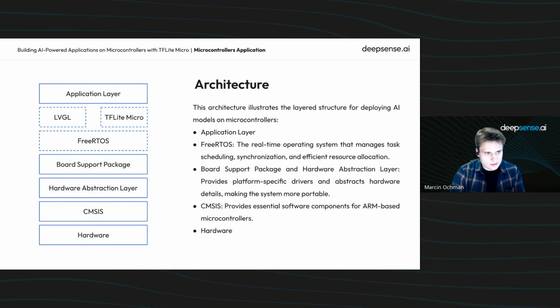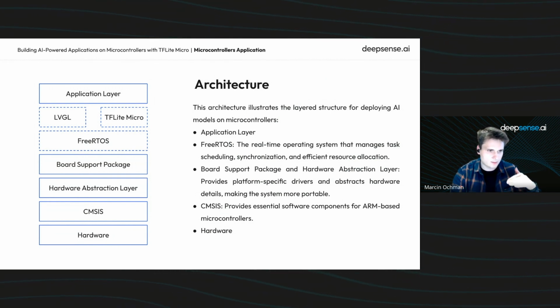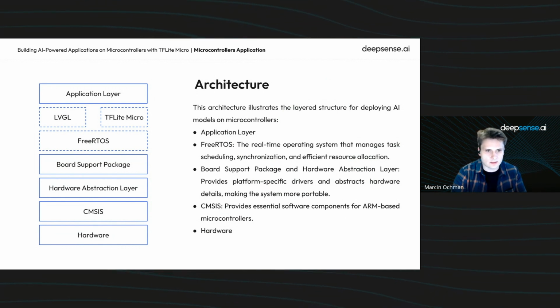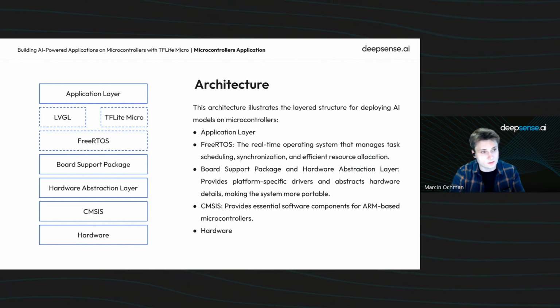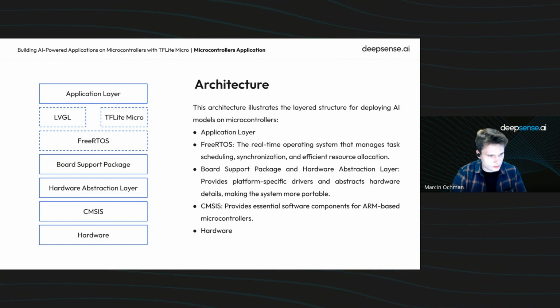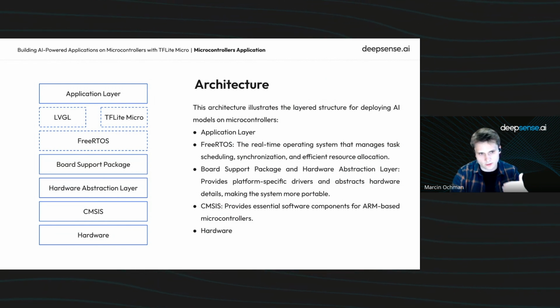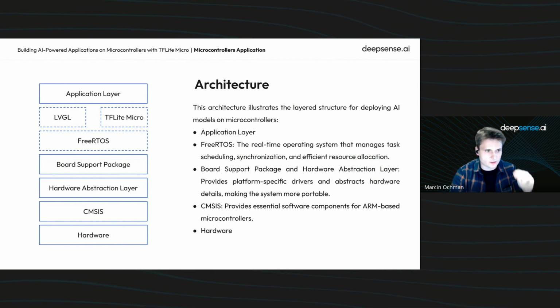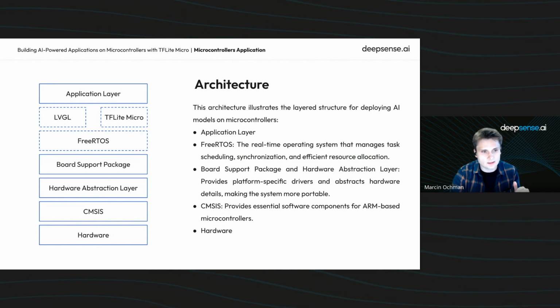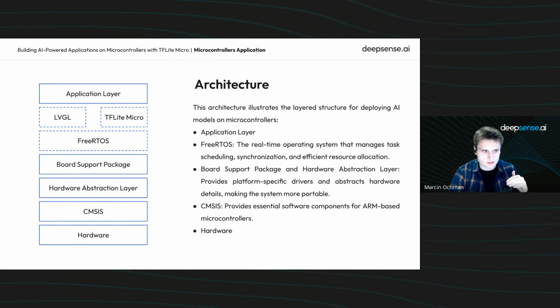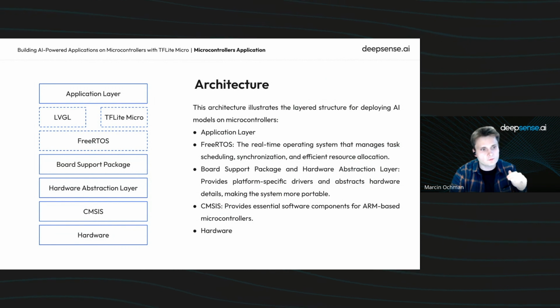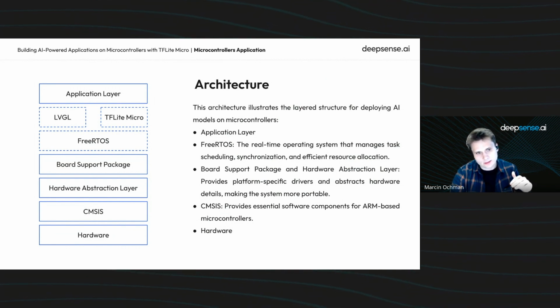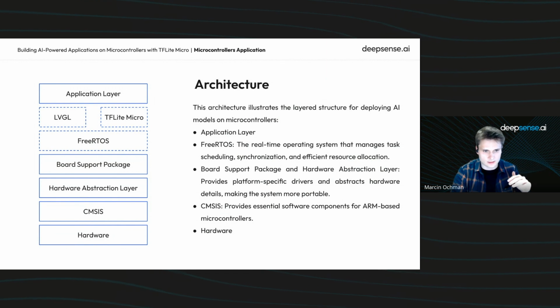This slide illustrates the layered architecture used to deploy AI models on microcontrollers, showcasing how multiple layers work together to enable efficient operation in resource-constrained environments. At the bottom, we have the hardware layer, which includes, of course, the microcontroller and its peripherals. Above that, we have the Cortex Microcontroller Software Interface, which provides the essential software components only for ARM-based microcontrollers, ensuring that access to the hardware is standardized.